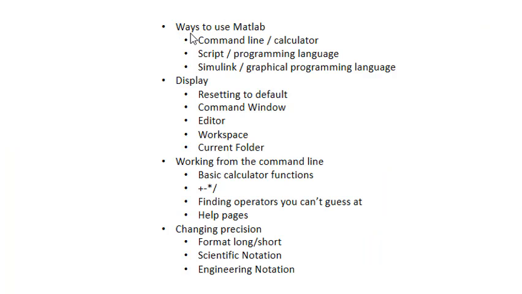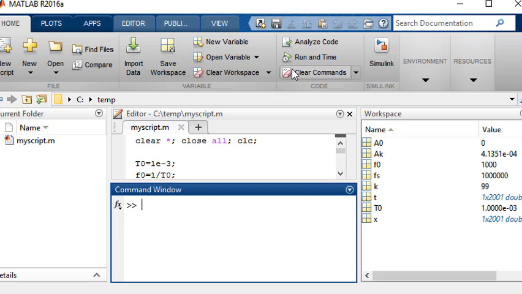So there are the three ways again: command line, what I would call a calculator script, or essentially working in a programming language, or Simulink, a graphical programming language, and this last one I'll choose not to use much, and I'll focus primarily on using the command line using a script. So let's talk about the display next.